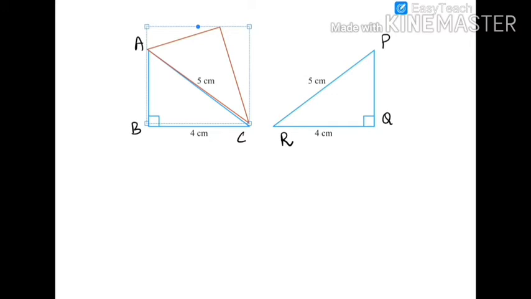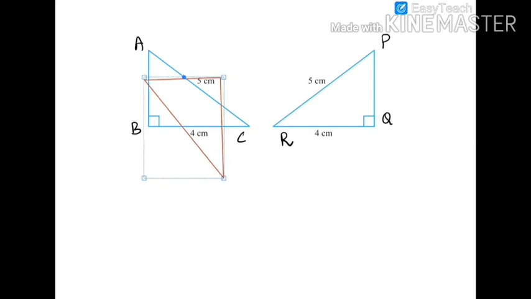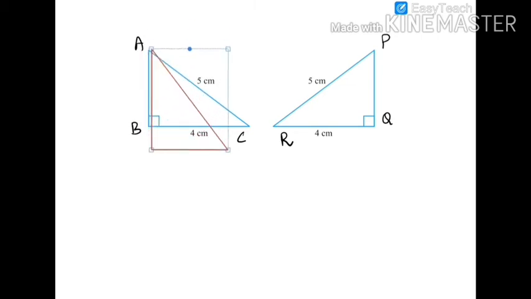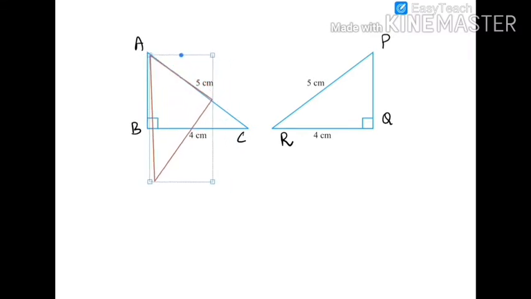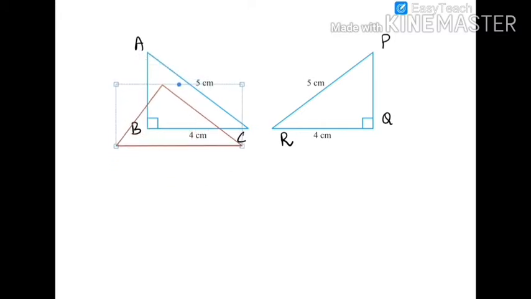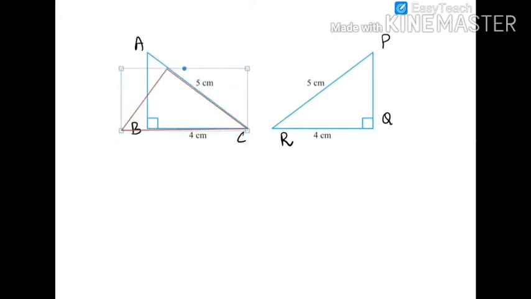Now let's check the angles. Angle B will be equal to Q because both are 90. You can check by overlapping. Now let's check angle A. So it shows that angle P of the second triangle is equal to angle A. And angle R is equal to angle C.